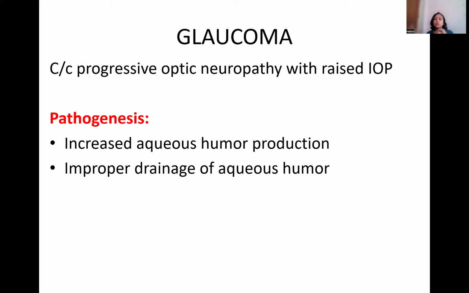So how will you treat glaucoma? What are the therapeutic targets? You can target the increased aqueous humor production. So what can you do there? You can decrease the aqueous humor production. Then for the improper drainage, what can you do there? You can try to increase the drainage of aqueous humor. So the two main therapeutic targets in glaucoma are to decrease the aqueous humor production and to increase the outflow of aqueous humor.